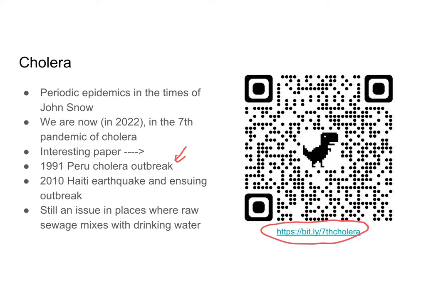So this is very much an issue in places where raw sewage mixes with drinking water, in places where drinking water is not secure. And you can imagine many places around the world still do not have potable water. And so those places are prone to outbreaks of waterborne diseases, cholera being one of the worst.